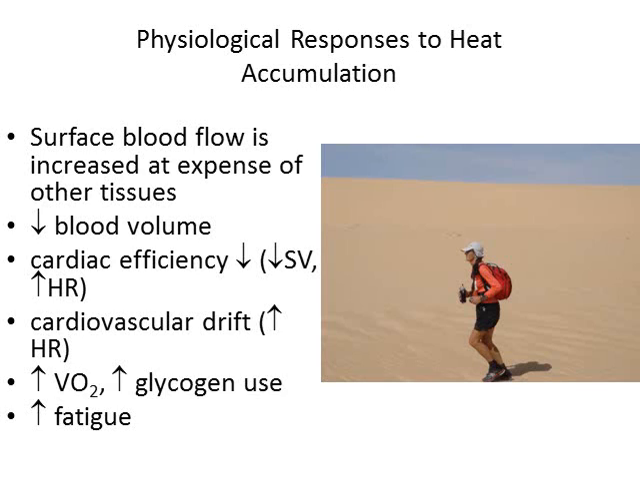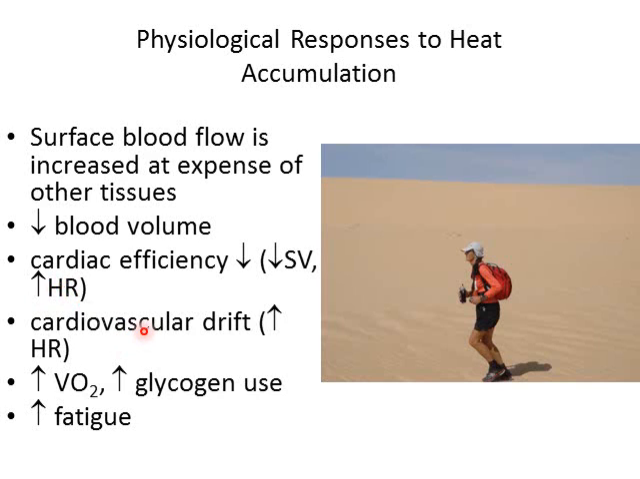Okay, so this is just looking at the physiological, acute responses to exercise in the heat. The key here is that surface blood flow is increased at the expense of other tissue. So we're sending more blood flow to the skin, and other tissues do not have as much blood. We also have an actual decrease in blood volume because we lose some blood volume via sweating. This decreases cardiac efficiency, meaning that stroke volume is going down if we have less blood flow centrally, so heart rate has to go up, so it's more work on the heart.